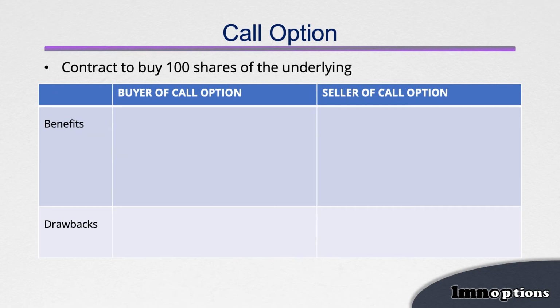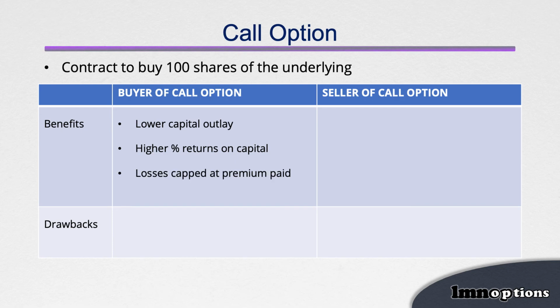Lastly, let's take a look at the benefits and drawbacks of using call options from both the buyer and the seller's perspective. The initial capital outlay for the buyer of the call option is much lower. Hence, the buyer of the call option can enjoy much higher percentage returns on his capital if the price of the underlying shares increase above the strike price of the option. His maximum loss will be capped at the premium paid for the option contract.